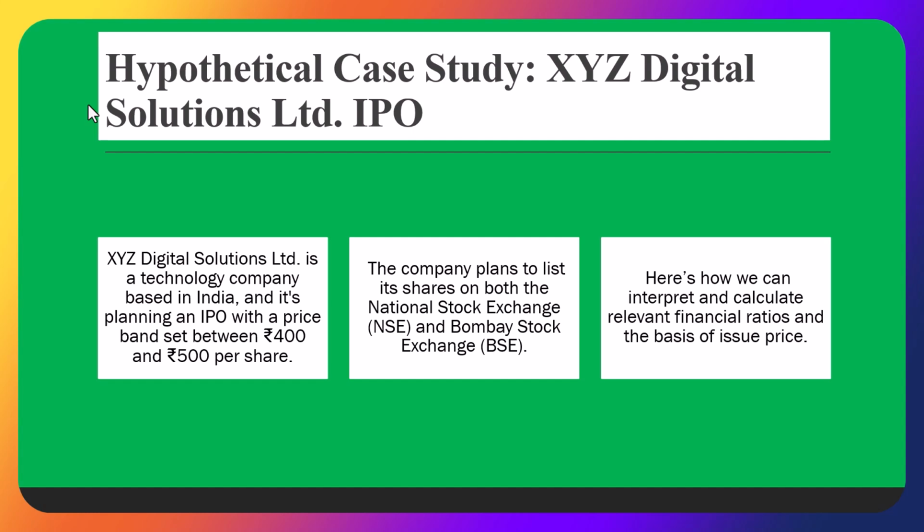Here's how we can interpret and calculate relevant financial ratios and the basis of issue price. Now, there's a very important section of the prospectus, or red herring prospectus. At the time when the price band is given and not the price, we don't call it prospectus, we call it red herring prospectus. Once the company decides the number of shares as well as the price, then it is converted into a prospectus. Before that, it is called a red herring prospectus.